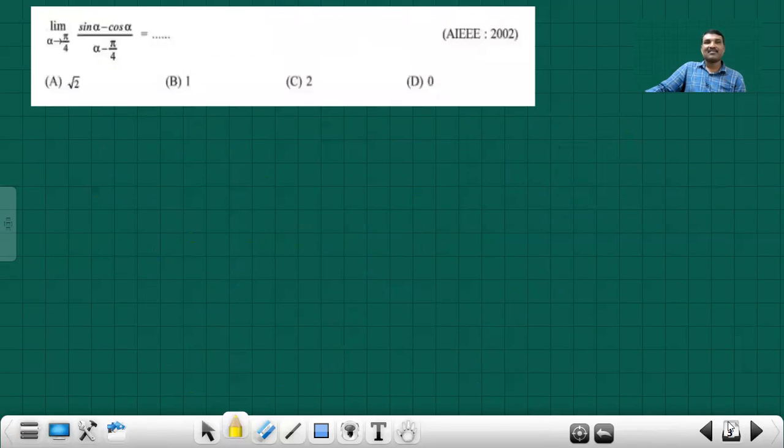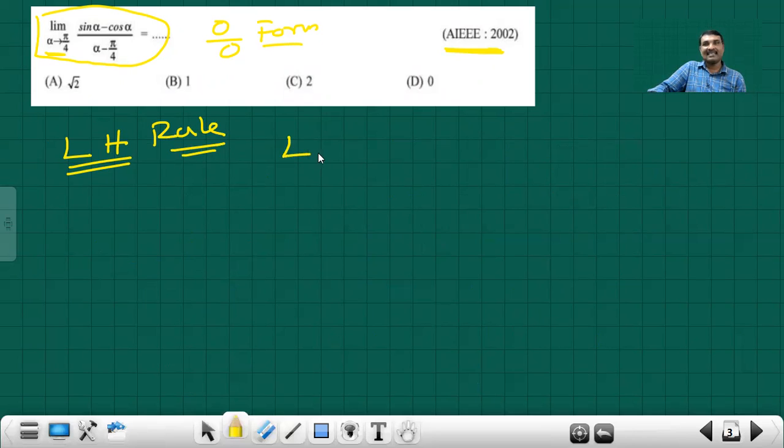Now this is our third question. Limit alpha tends to pi by 4 of sin alpha minus cos alpha, divided by alpha minus pi by 4. That means sin pi by 4 minus cos pi by 4 is 0, and the denominator is 0, so it is of the form 0 by 0. This is from an All India engineering entrance examination. So we can apply L'Hospital's rule.